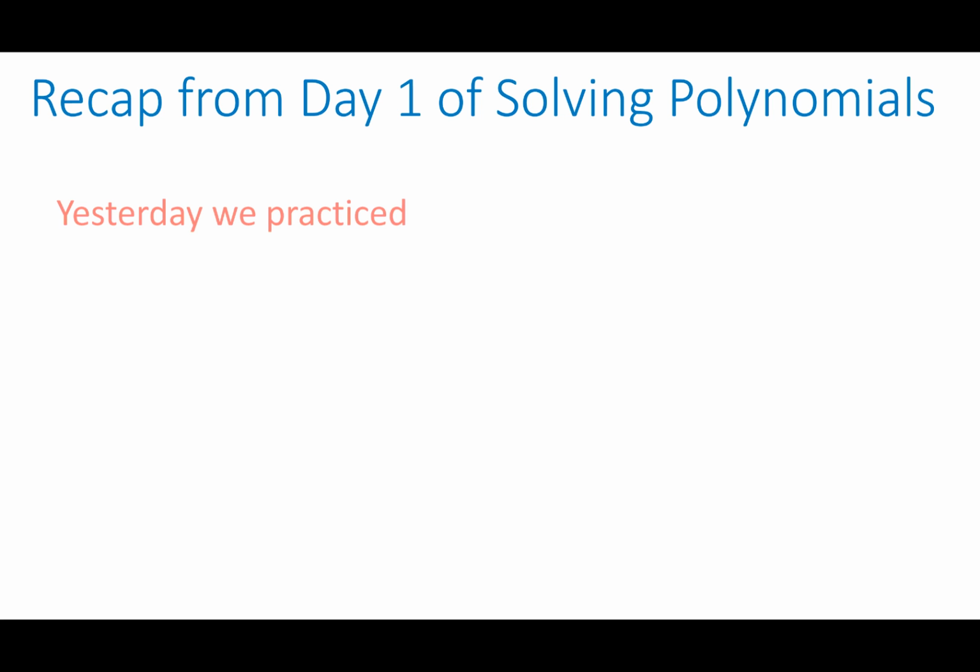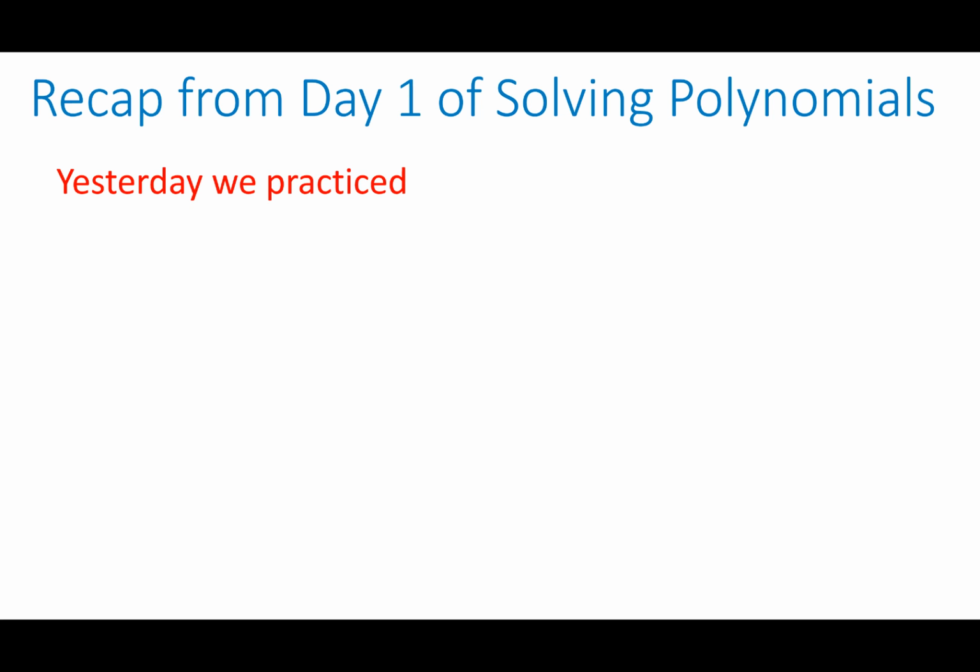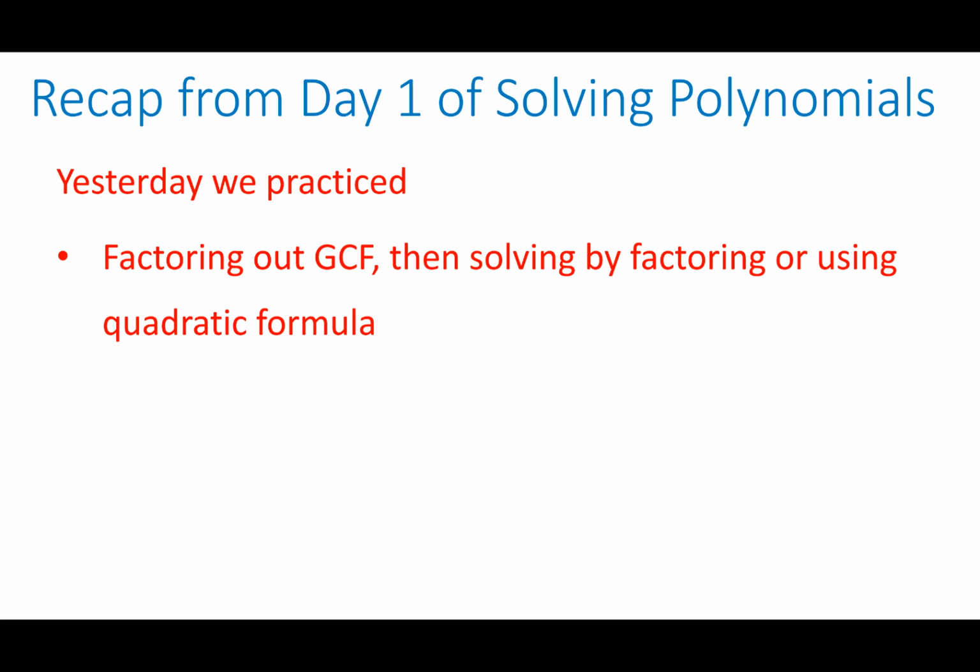All right, so today, let's just do a quick recap from yesterday. Yesterday we practiced factoring out a GCF. Once we factored out that GCF, just like we did there in the warm-up, we can solve by factoring or using quadratic formula. Whenever you're looking at a problem to factor, look for a GCF. If you can pull a GCF out, it'll make your problem easier. And then still, after pulling out the GCF, we might have to use factoring or quadratic formula. Factoring is more efficient if it is factorable. You can do it faster. But if it's not factorable, we have to use quadratic formula.